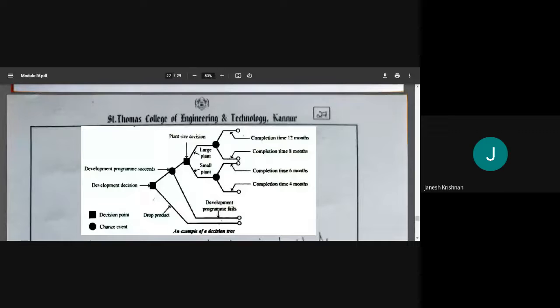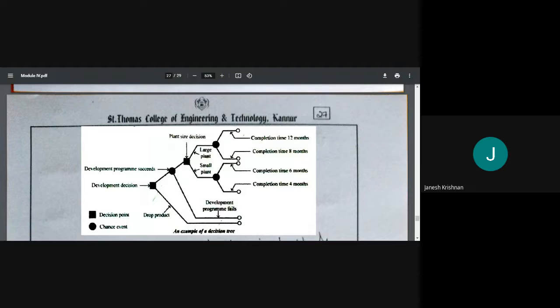Now what are the two alternatives for this decision? We can set up a large plant, or we can set up a small plant. So these two are our decisions. If we take a chance on a large plant, completion may be 12 months in the worst case, or in the best case, 8 months. If we choose a small plant, there are two possibilities: completion in 6 months, or completion in 4 months.